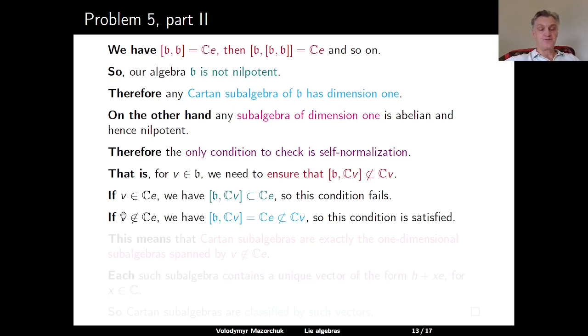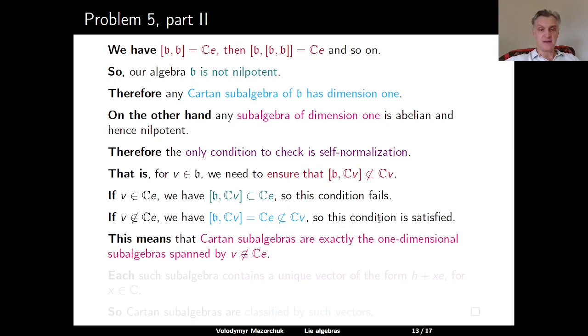On the other hand, if V is outside the linear span of E, then the bracket of B with CV is equal to CE, and this is definitely not inside CV because V is not in the linear span of E. So our self-normalization condition is satisfied.